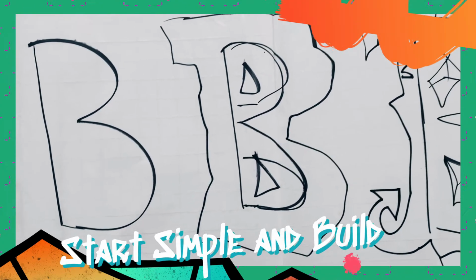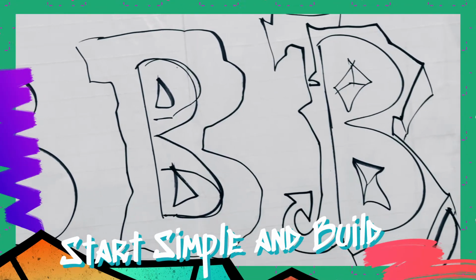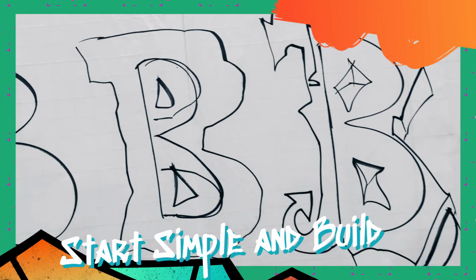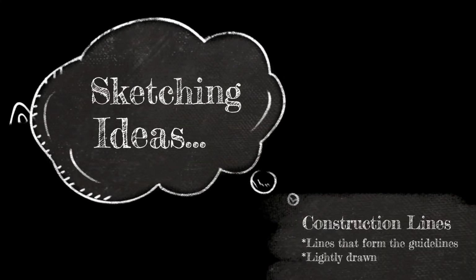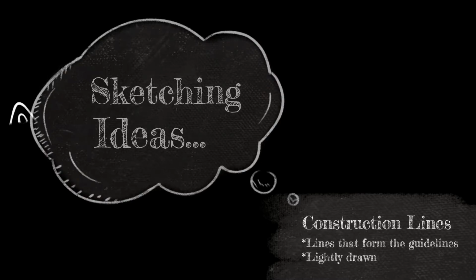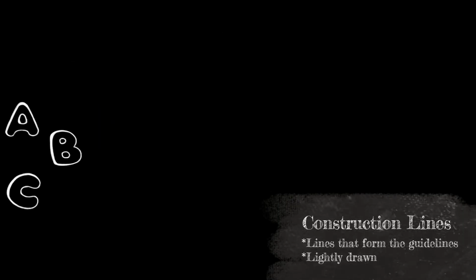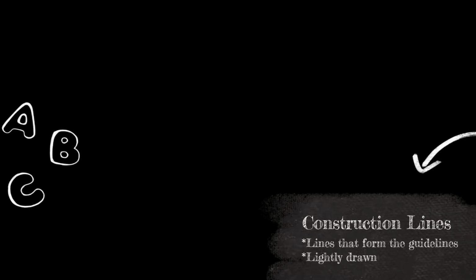When starting your sketches, you want to start with the letter, start to build on that letter, and then add your designs after. When you roughly know what your sketching idea is going to be, you're going to be building your construction lines. These are lines that form the guidelines, and they should be drawn lightly. This is so that you can erase it and add to it as you go. Here's an example of the outline of the letters rock. This is the beginning construction of the actual word.